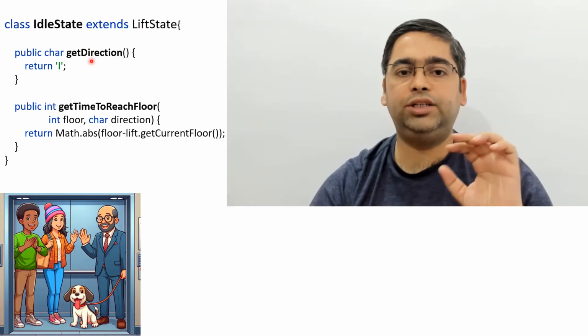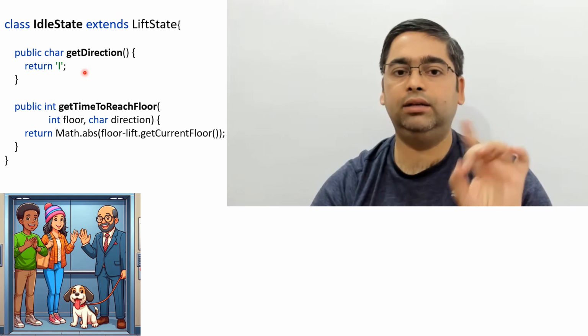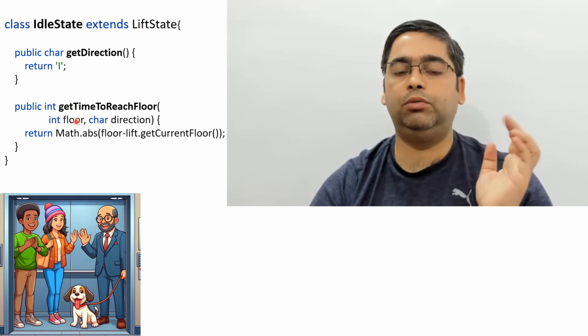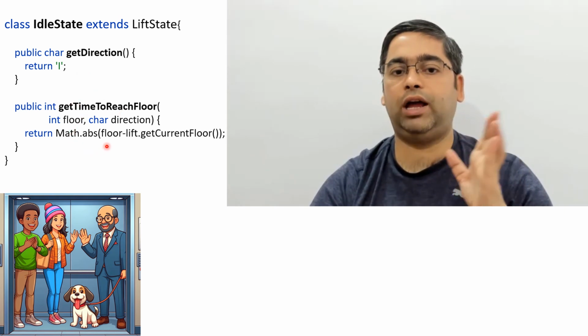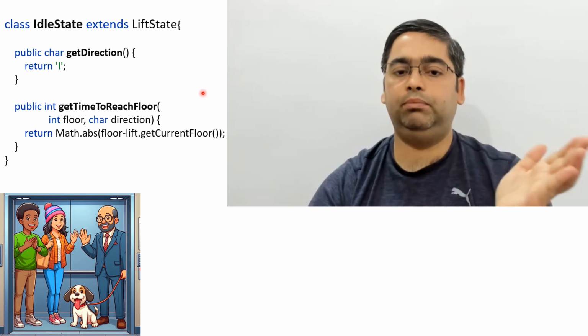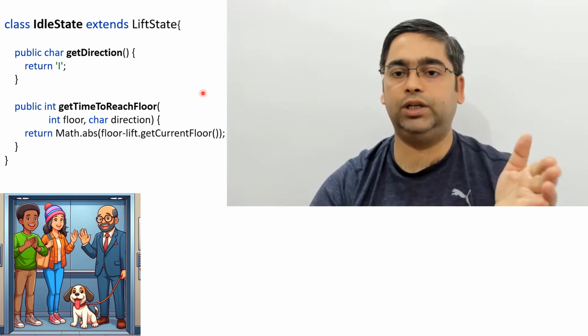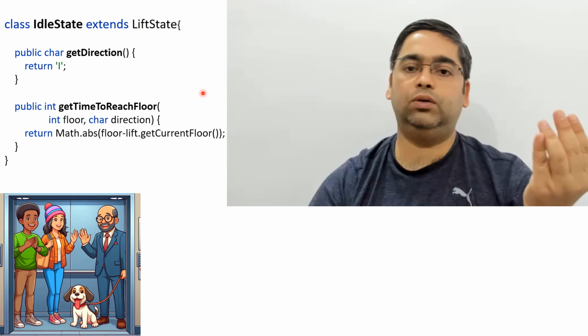Implementation for the idle state is the simplest. Direction will be I, and get time to reach floor will be simply the difference between the current floor and the floor to which we want to go. It's idle, so it means no one is inside the lift, so it can directly go there.